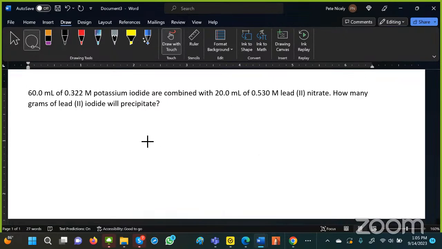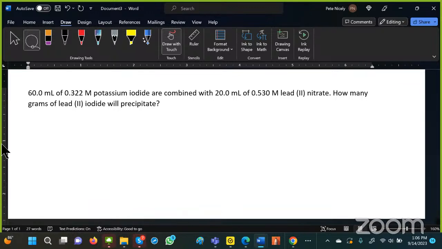Okay, so this is a question. 60 mL of a 0.322 M potassium iodide solution are combined with 20.0 mL of a 0.53 M lead(II) nitrate solution. The question is asking how many grams of lead(II) iodide will precipitate. As I said a while ago, the first thing we need to do is write down a balanced equation for this reaction.